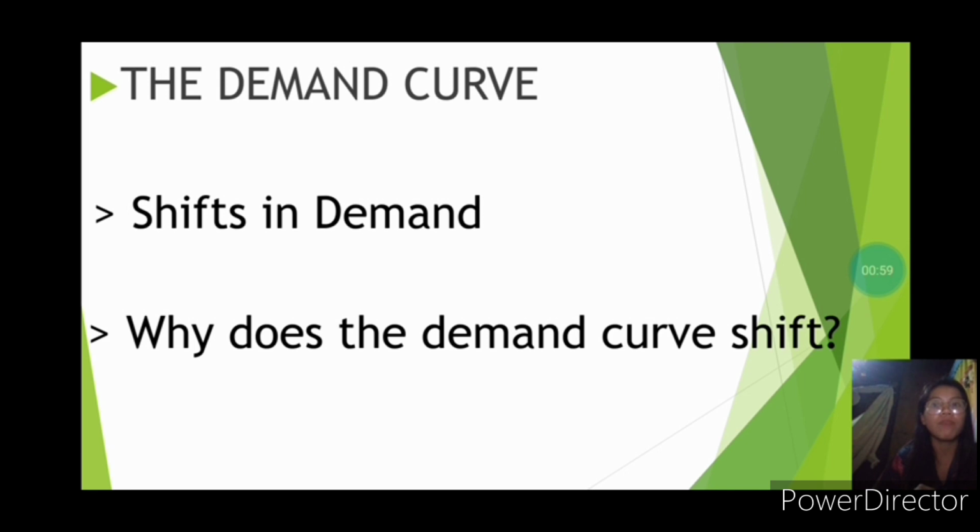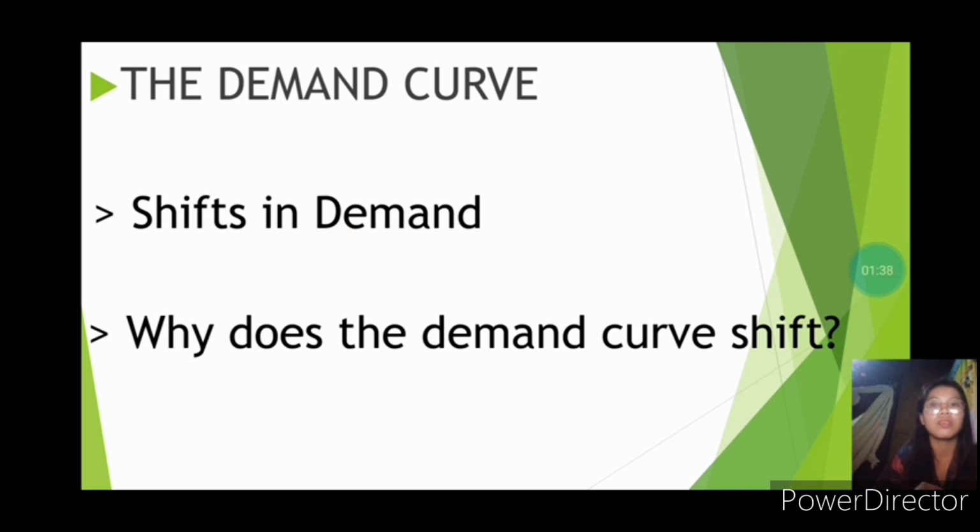So in fact, according to the law of downward sloping demand, when the price of a commodity rises, buyers tend to buy less of the commodity. Similarly, when the price is lowered, other things being constant, of course, the quantity demanded increases. So next is the shift in the demand.